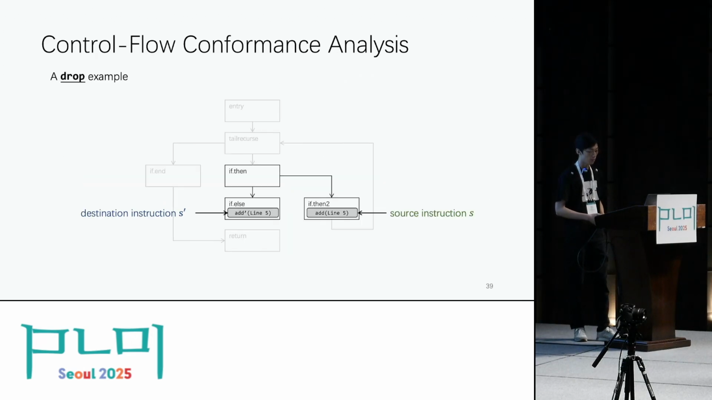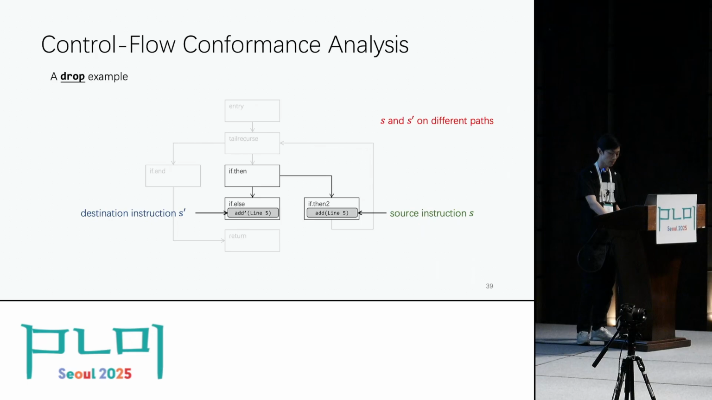In the example demonstrating a debug information bug, the destination and the source instruction are located in different branches of the same if condition. So there exists a path which contains the destination instruction but does not contain the source instruction. As a result, the update operation should be dropped to avoid introducing an extra debug location to that path.